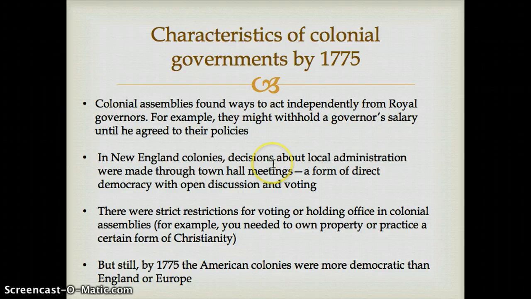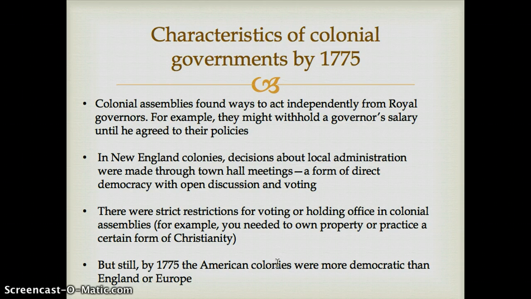In New England colonies, decisions about local administration were made through town hall meetings. So this was a form of direct democracy where people would gather in a town hall, have an open discussion about an issue, and then have an open vote on it. So this is really a form of direct democracy that was pretty unusual for the time. Now, there were still strict restrictions on who could vote and who could hold office in colonial assemblies. For example, you definitely needed to own property, and almost all assemblies had strict religious restrictions too, so you had to practice a certain form of Christianity in most colonies.